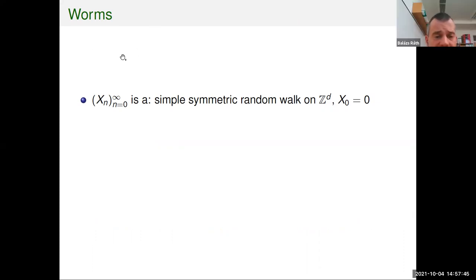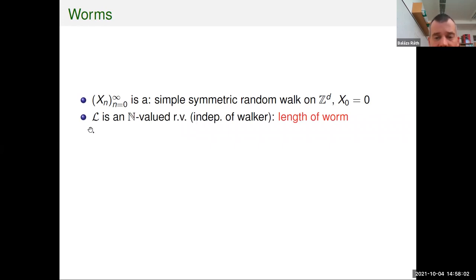So the rest of the talk is about worms, and let me define a worm. Now I'm going to define this underlying probability measure on animals. Let's consider Xn, a simple symmetric random walk on the d-dimensional lattice, which starts from the origin, and L is going to be the length of a worm. So L is an integer valued random variable, which is independent of the walker, and this measure mu is going to be the law of the first L steps of my random walk. So this is a random subset of Z^d.